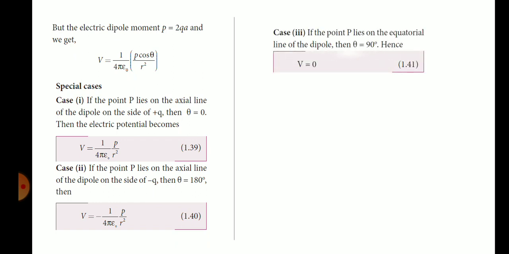Here this is a negative potential and it is maximum on the negative side, along the minus Q charge. And the third case: if the point P lies exactly along the axis of the midpoint of the dipole, that is called the equatorial line, then theta will become 90 degrees and cos 90 degrees is equal to 0, so the electric potential will be 0. So it's a very important 5-mark question.